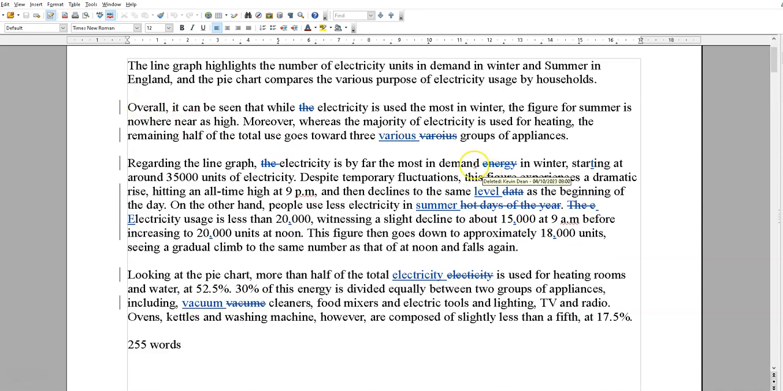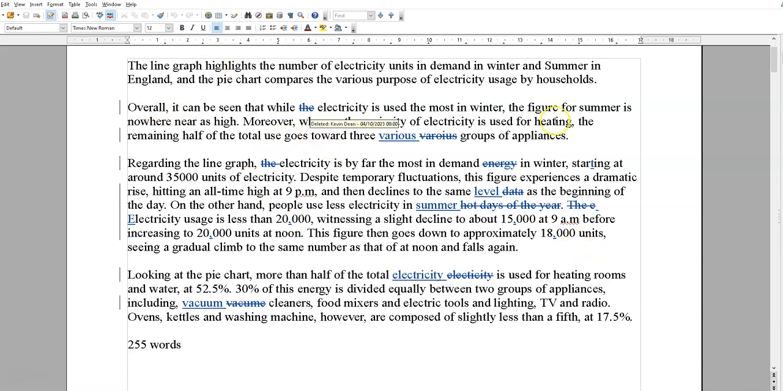Now, just one thing about this one. You don't need a definite article because it's electricity in general. So you've got an article there, but you don't have one there. You have one there, but you don't have one there. So, electricity in general: you don't need an article.